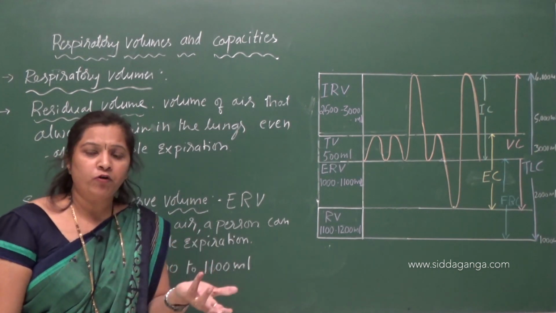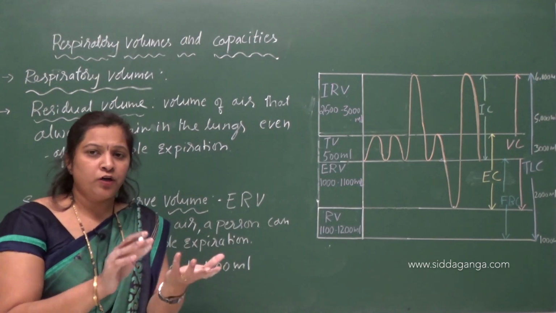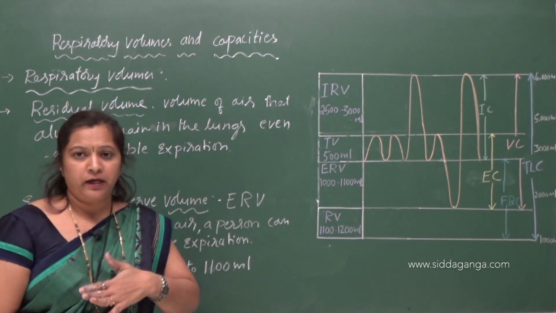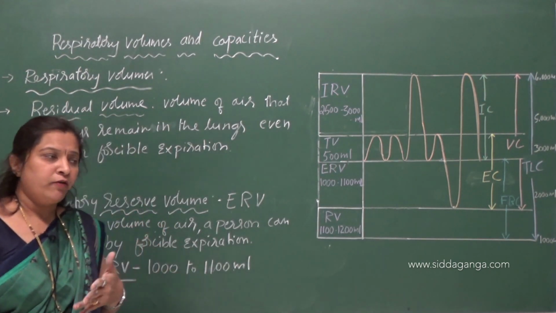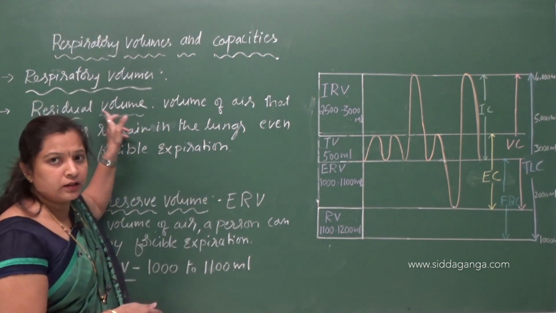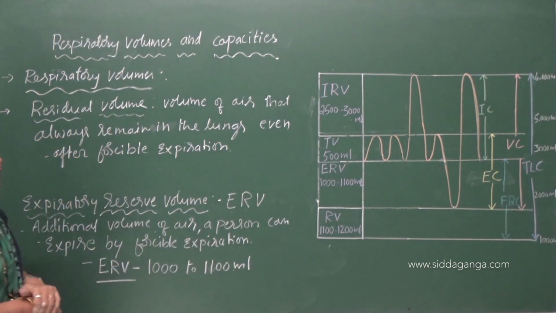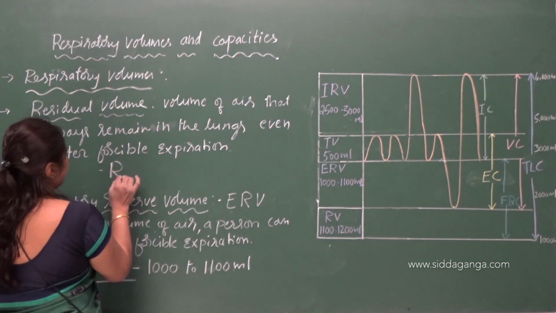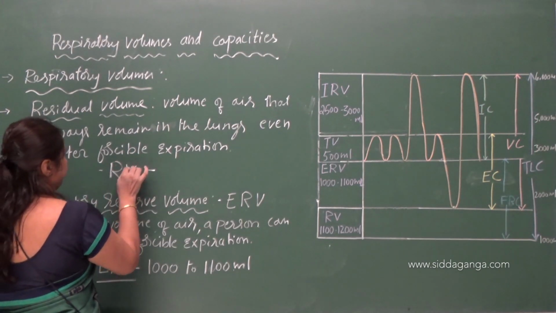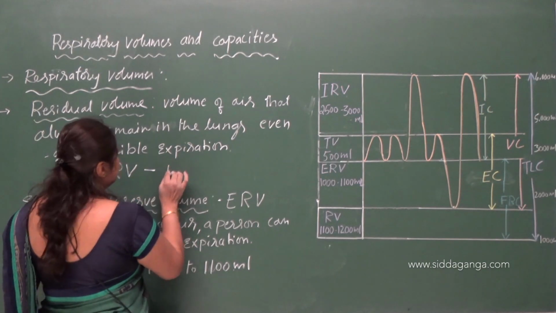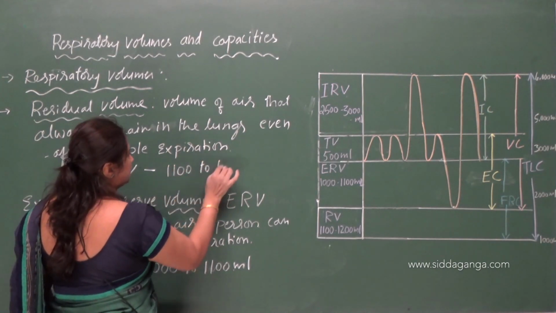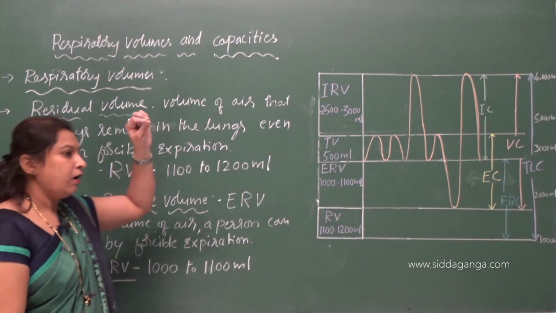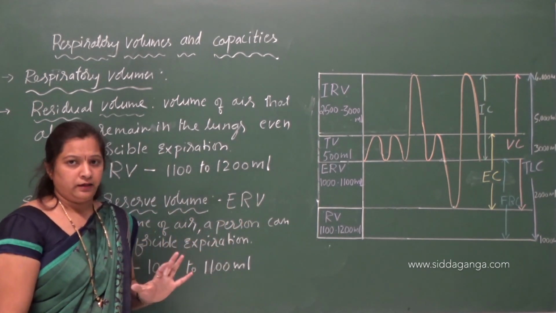If the entire air came out, the lungs could collapse, so this should not happen. To avoid that, some volume of air will always remain in the lungs. So that volume of air which we cannot expel is called the residual volume. What is the short form of residual volume? RV. Its value is 1100 to 1200 ml. This volume of air will always remain in our lungs.